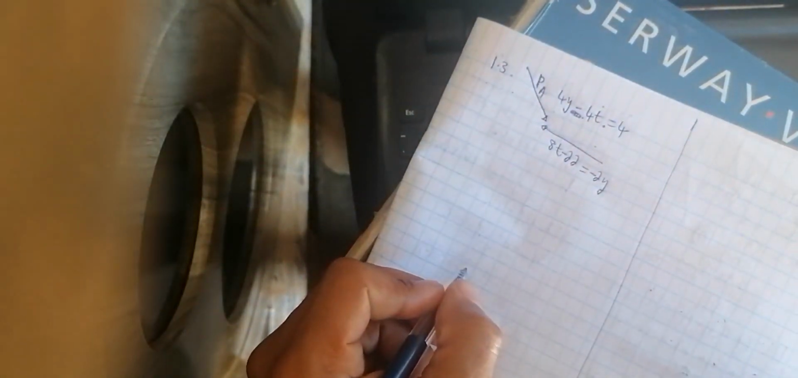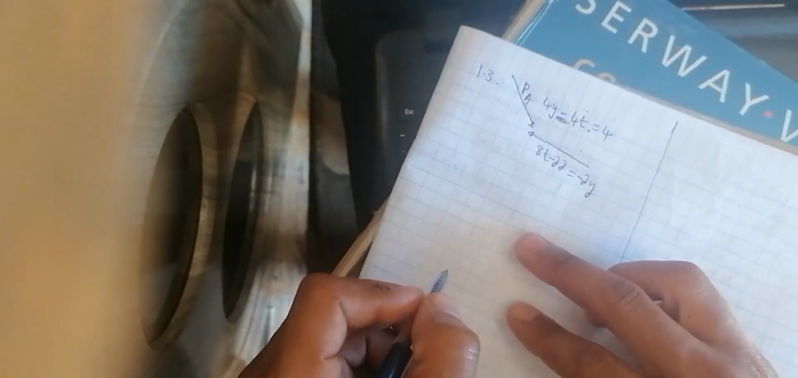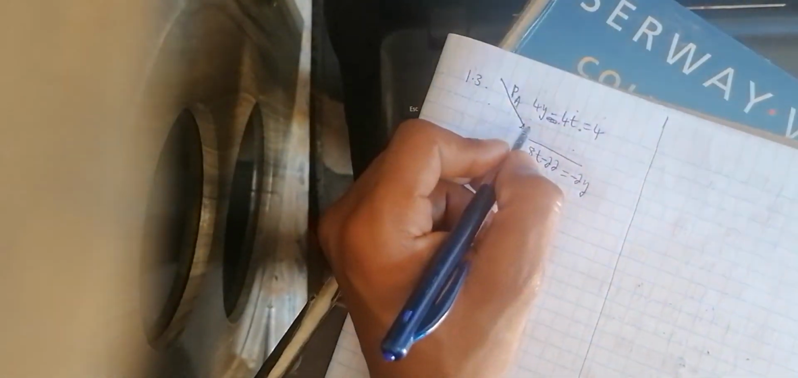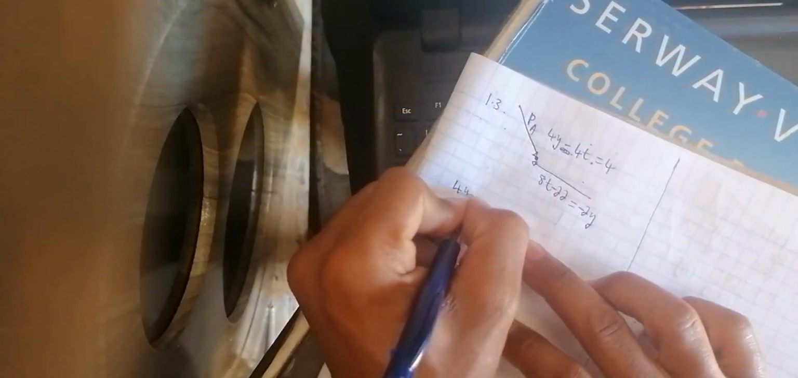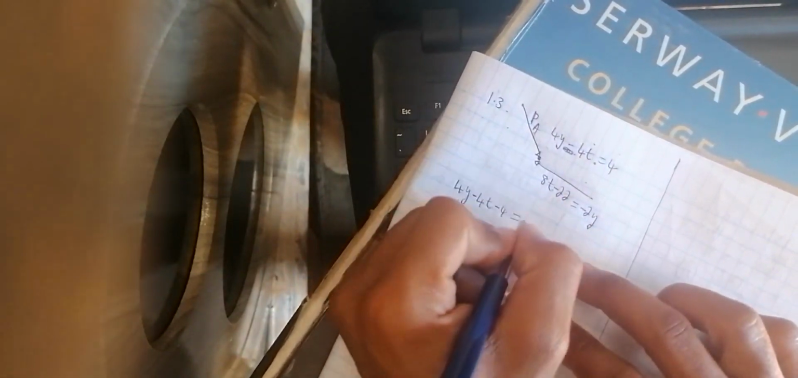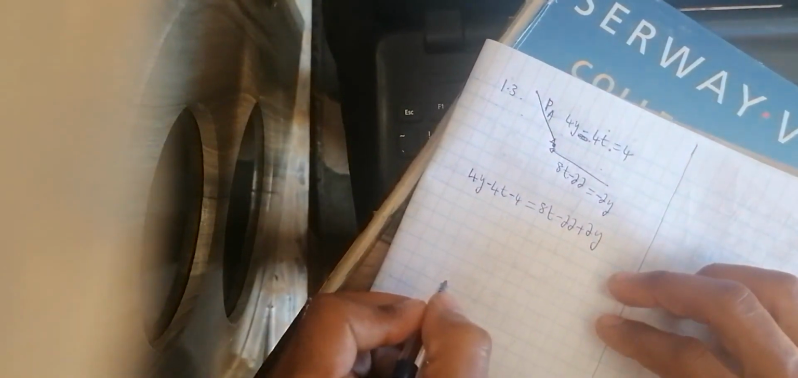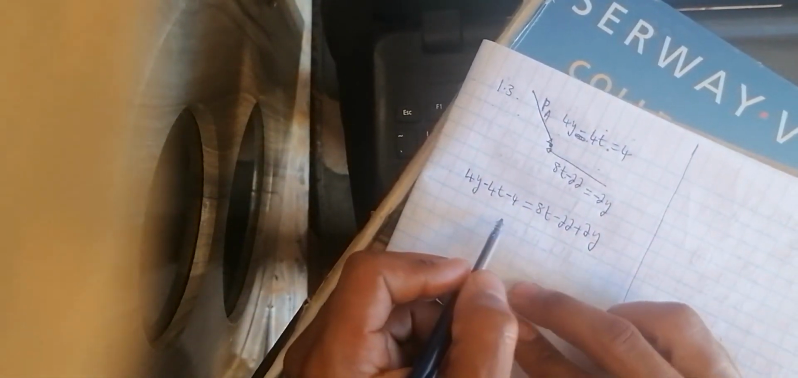They say calculate the coordinates of the point of collision of plane A and plane B. Now, at the point of collision, the two equations are equal. So that is to say, write this one in standard form first. Sorry, take this to the other side: 4y minus 4t minus 4 equals 8t minus 22 plus 2y. The two equations are equal at the point of intersection.